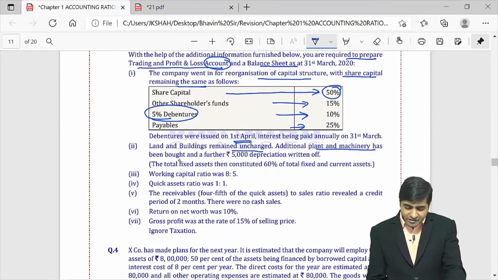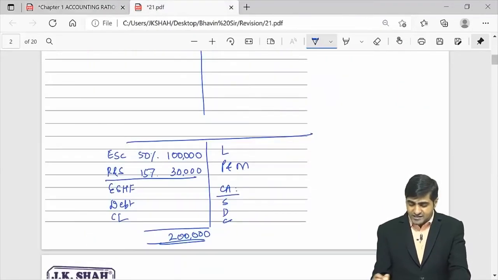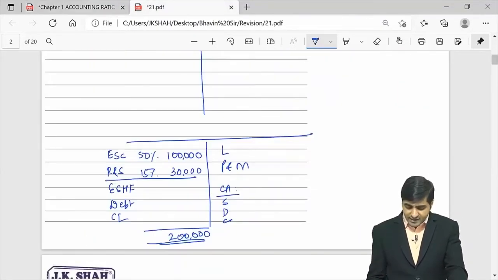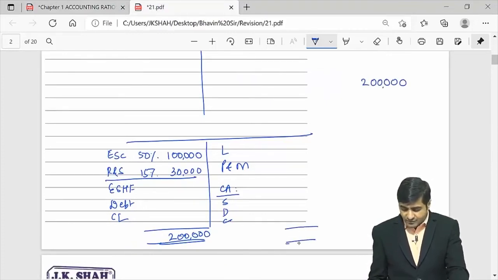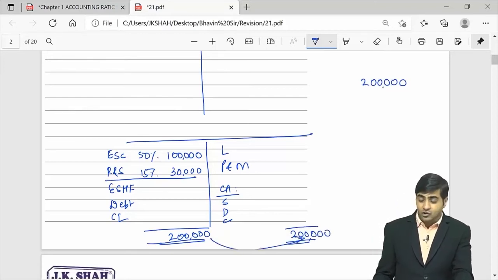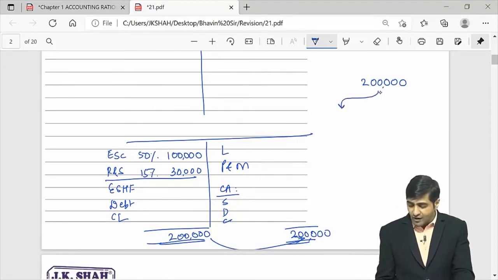An additional plant and machinery has been further bought, and a further 5,000 depreciation has been written off. And guys, the total of fixed assets then constituted 60% of total fixed assets and current assets. So this adjustment, I would just like to present it to you like this, that we have 2 lakh rupees as your total of assets also, correct? Because your total of liabilities here has to match with your total of assets. Here we have the total of assets as 2 lakhs, which is going to have two components, which is nothing but fixed assets and your current assets.